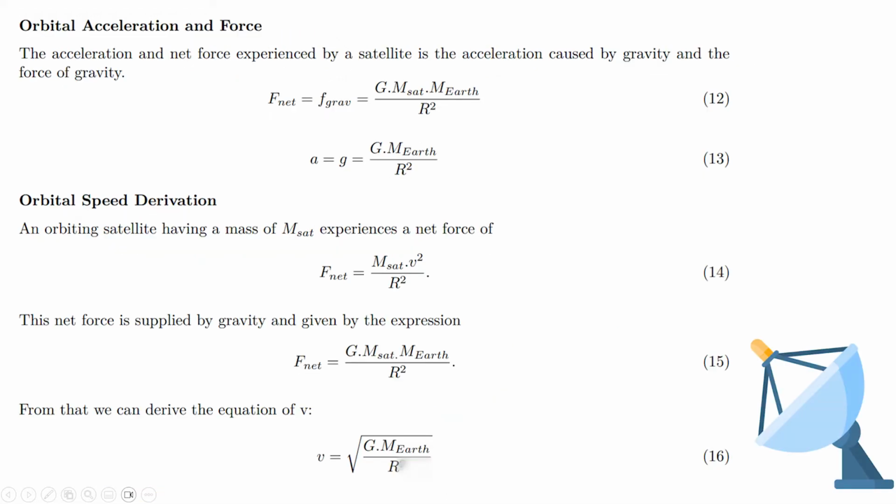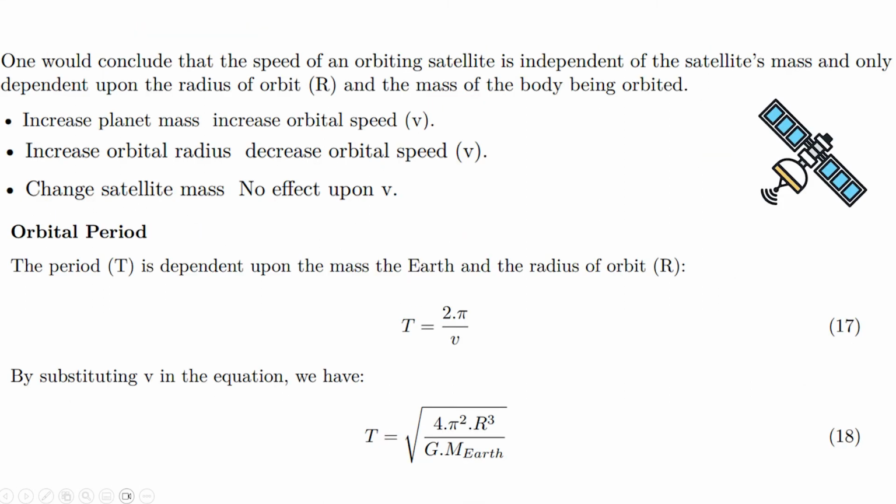Now, let's have a deeper dive into the calculations. The net force between the satellite and the Earth is G times the mass of the satellite and the mass of the Earth divided by r squared. With net force equals ma, we can cancel out the mass of the satellite, and the equation will be as follows. An orbiting satellite having a mass of m satellite experiences a net force of m v squared over r. This net force is supplied by gravity and given by the expression F net equals G times the mass of the satellite and the mass of the Earth divided by r squared. From that, we can derive the equation for v as the square root of G times the mass of Earth over r. From this equation, we can see that the speed of the satellite isn't affected by its mass.